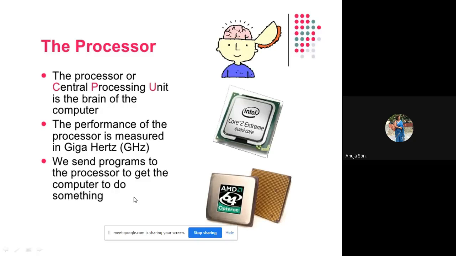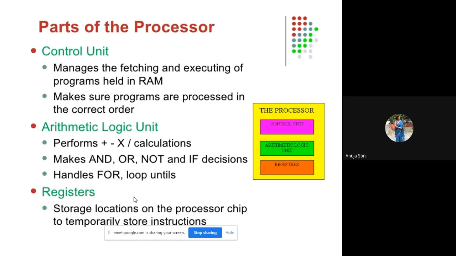We send programs to the processor to get the computer to do something. Processors are always used to process the data input by the users and produce some kind of useful information. What are the essential parts of the processor? These are the control unit, the arithmetical logical unit, and registers.